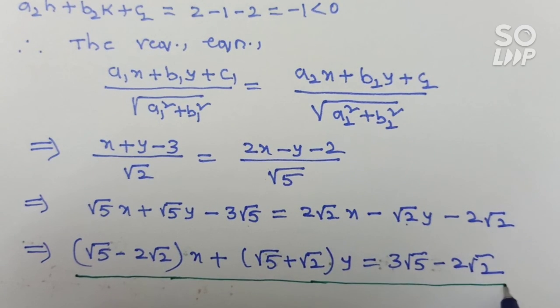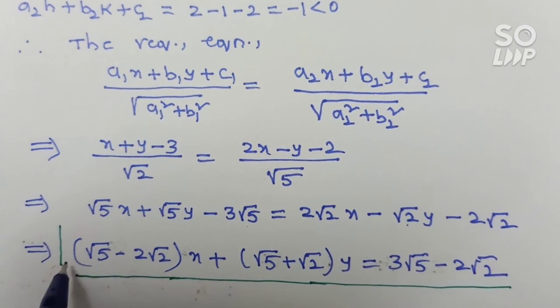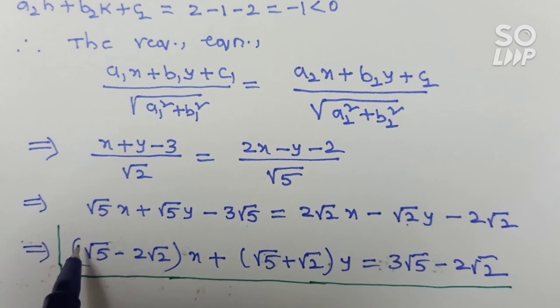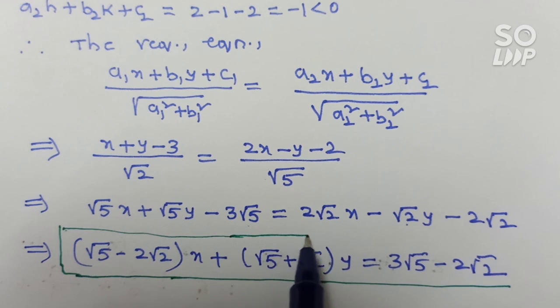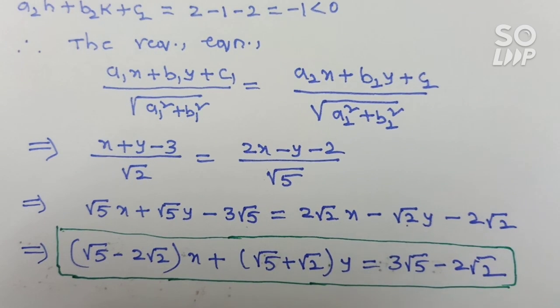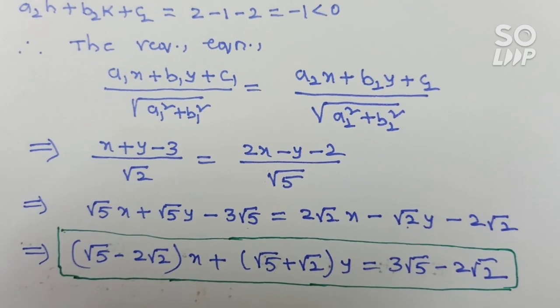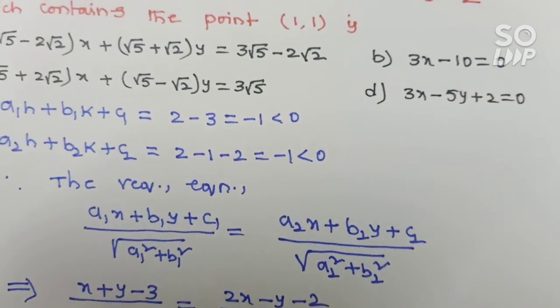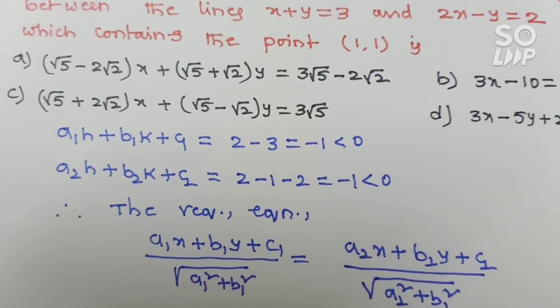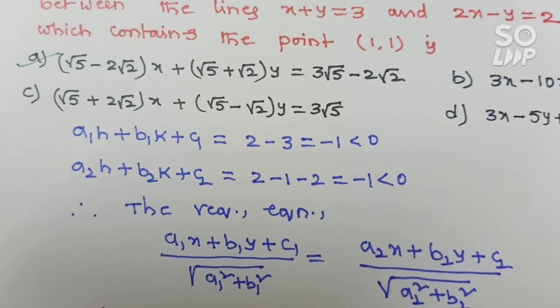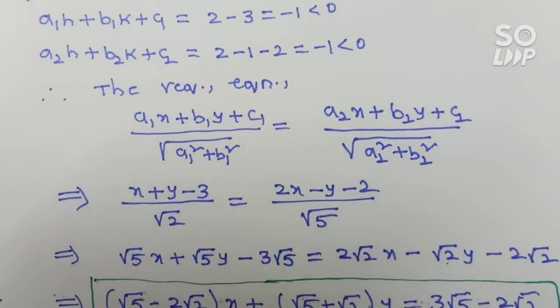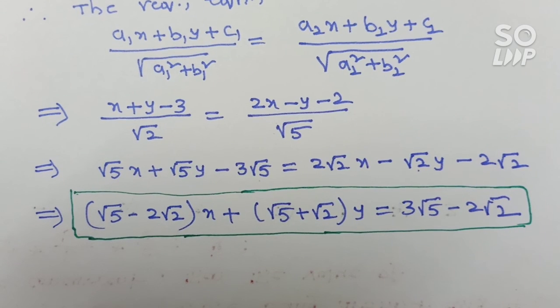What is the given point? 1 comma 1. So this one is the solution, right? I hope everybody understood this. All of you see this equation. So what is the correct option? The first option, option A, is the correct answer. So this one is the solution of this question.